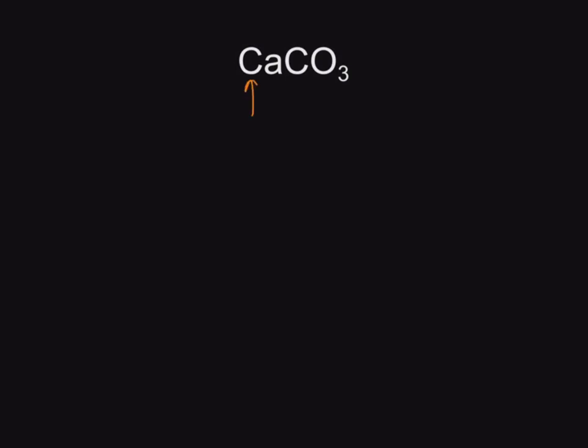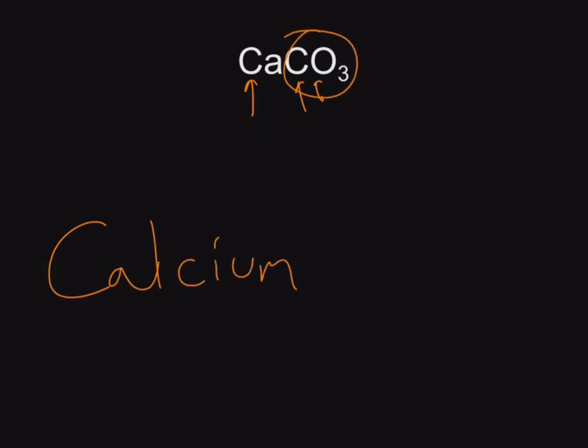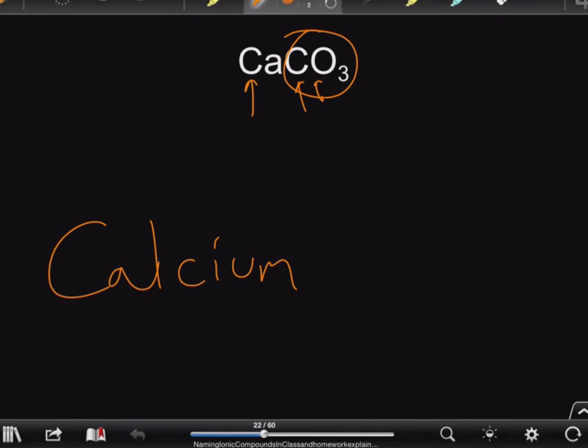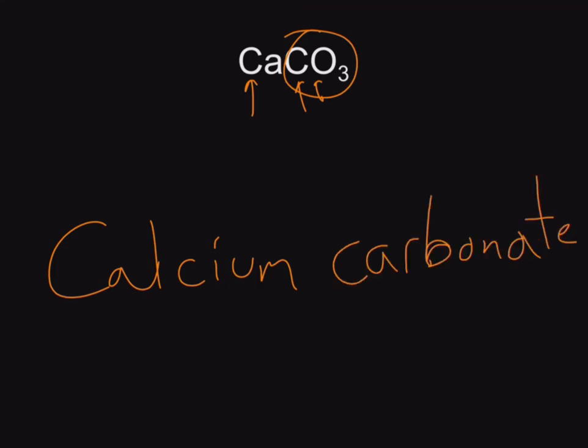CaCO3, 3 elements, polyatomic ion. Calcium is the first element in the compound. CO3 is a polyatomic ion called carbonate. Okay, so we don't change the name of the second thing when it's a polyatomic ion like this. So we don't change carbonate to carbonide. You just write whatever the name is, don't change anything with it.